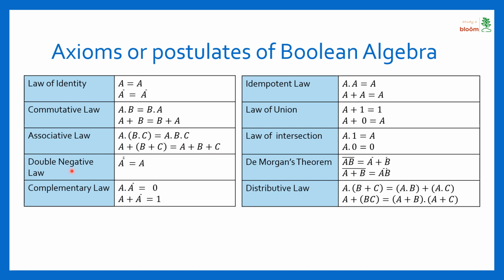The double negative law. If there are two negatives, it's again considered like no negative. That's double negative A equals A.